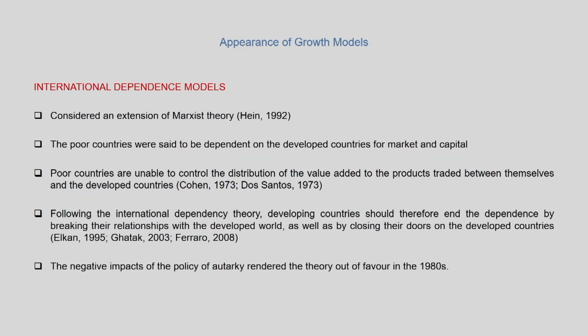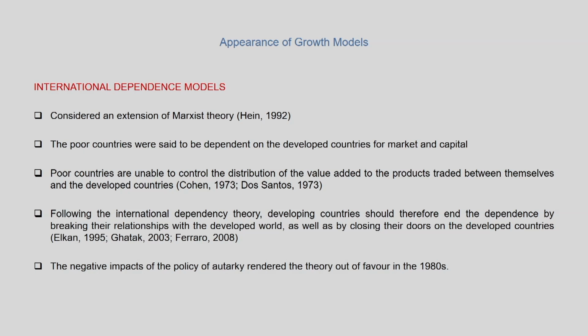Therefore, in response to these structural change models, there was the emergence of the international dependence models. I have already talked about the dependency theorists of the 1970s, and this had a lot of correspondence to the international dependence models. They were basically extending Marxist theory. And this international dependency theory, as I've already mentioned, was very popular in the 70s and 80s.